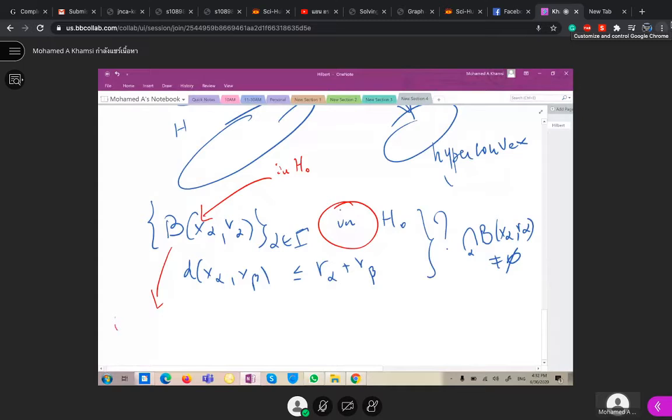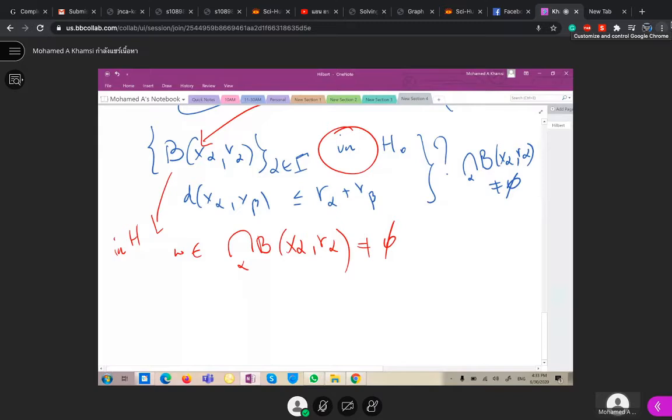Why? Because I said that H is hyperconvex. So now let's take an omega there. But this omega may not be in H0. What's interesting is that R of omega belongs to the intersection of the balls centered at R of x alpha with radius r alpha, because R is non-expansive. It preserves the radius.